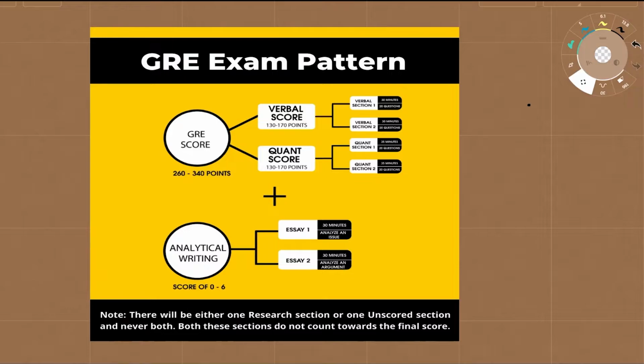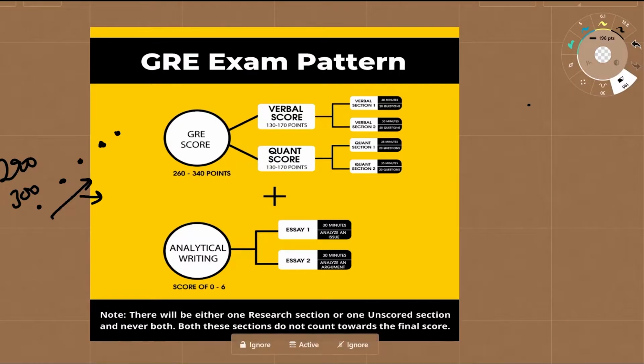Whatever score you get in your first exam, whether it's 290 or 300, throughout your preparation you have something to track your progress relative to. You can track whether it's going up, whether it's going down, whether you should change your method, etc. So I would definitely advise you to give a mock test first.